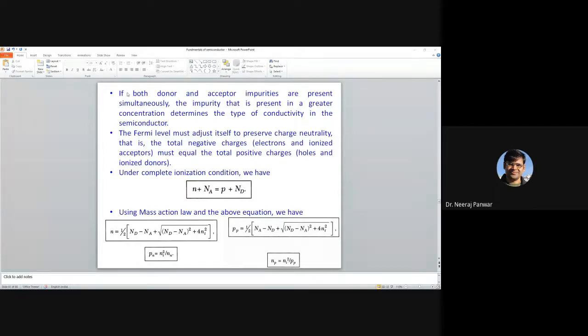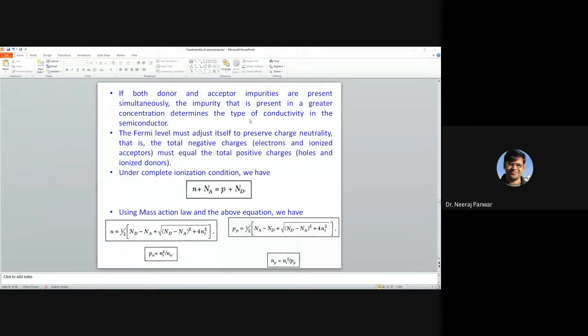Now, it may happen that we have both acceptor as well as donor levels in any particular semiconductor. If both donor and acceptor impurities are present simultaneously, and we want to check whether it is an n-type semiconductor or a p-type semiconductor, the impurity that is present in greater concentration determines the type of semiconductor.